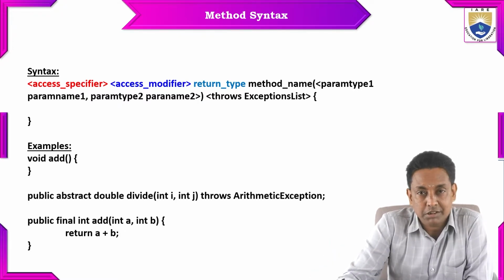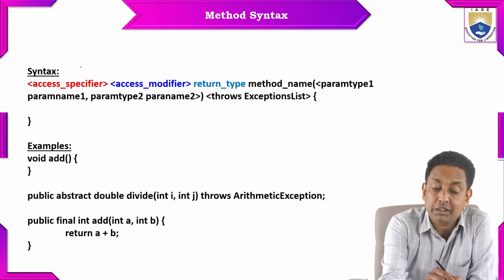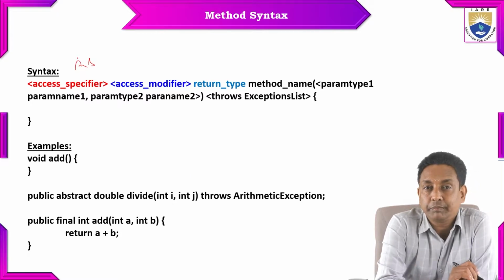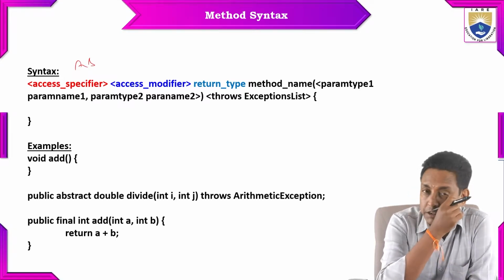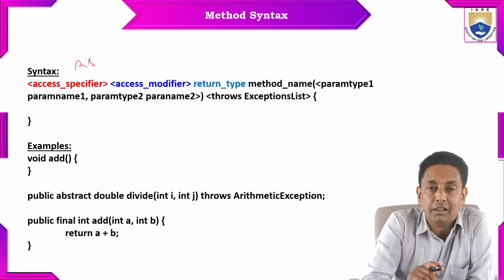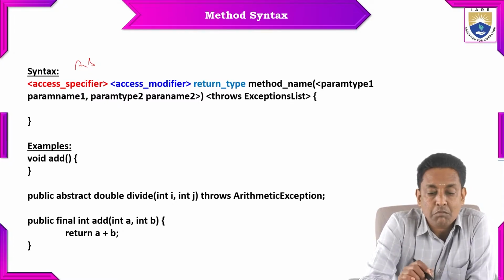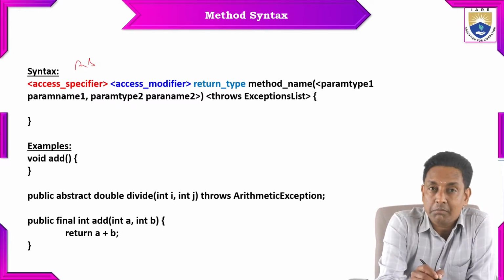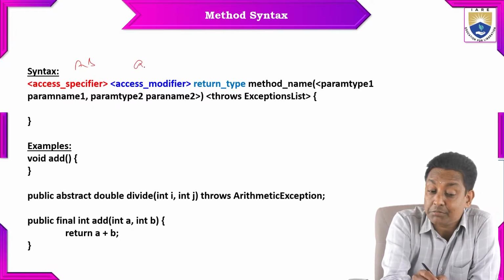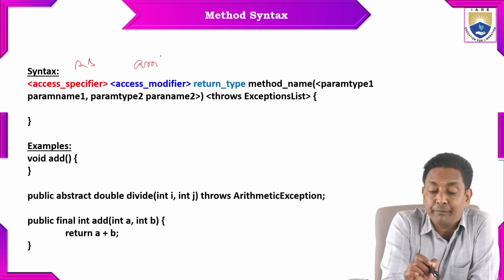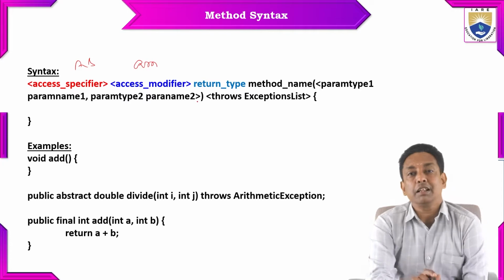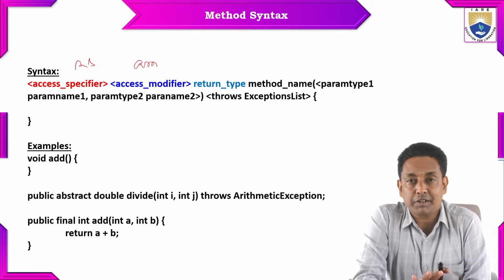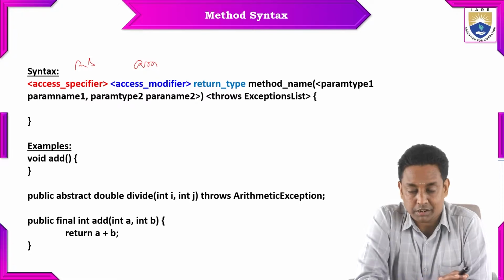Coming to the method declaration, same as the previous constructs, a method also begins with an access specifier first, like any of the four access specifiers: private, default, protected, and public. Then the method can be prefixed with an access modifier. Please notice that I'm placing the access specifier and access modifier in angular brackets. That means that writing an access specifier and access modifier on the method is optional.